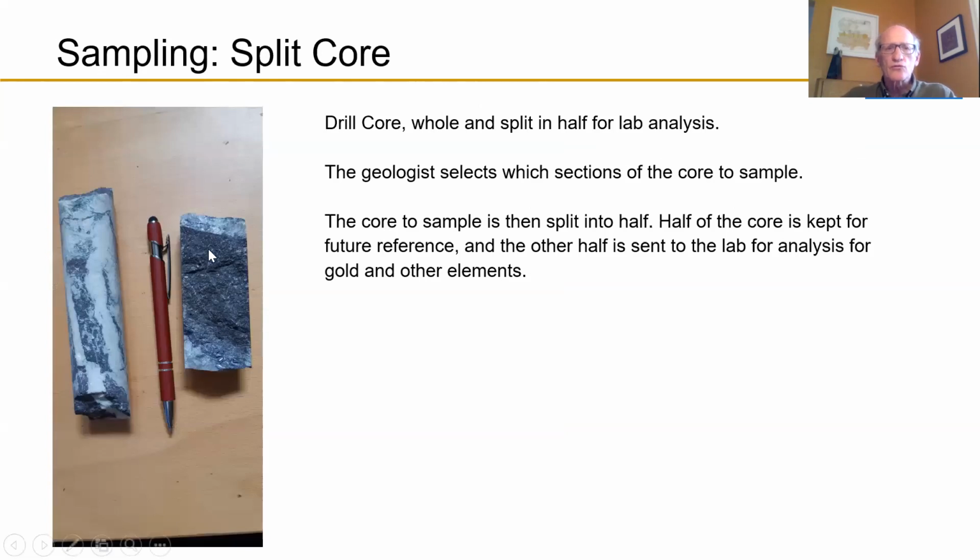So this is not the actual drill core, but examples of what it would look like when it comes out of the ground. This is the whole intact drill core on the left-hand side, and then this is the one on the right-hand side that's been split. So this will be the one that will be logged initially. The geologist will then pick certain areas that he feels are more prospective for gold mineralization, and the core will be split. Half of the core will be retained for future reference, and the other half will be sent to the laboratory for analysis.